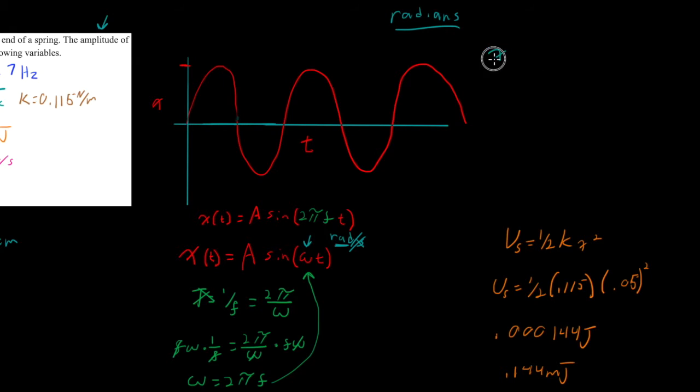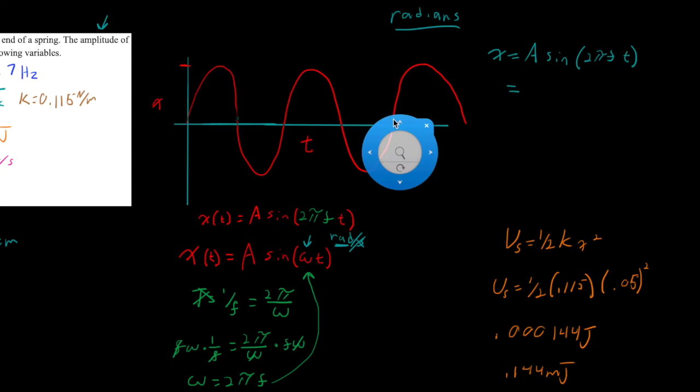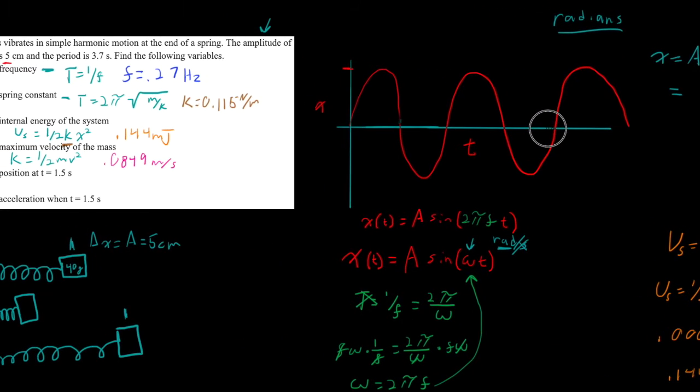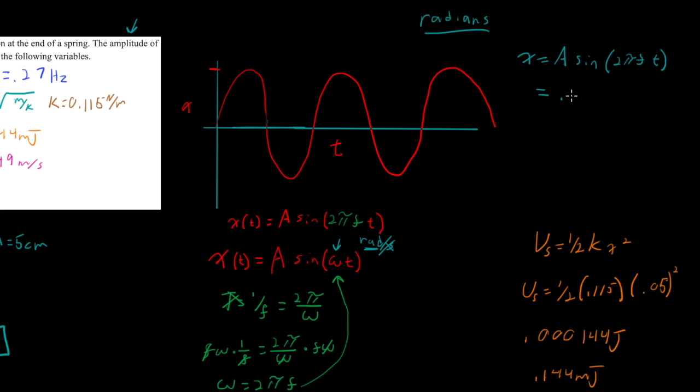I've got x equals my amplitude times the sine of, and we're using 2 pi times my frequency times my time. So my x is what I'm looking for. My amplitude is known. My amplitude is 5 centimeters. So that's going to be 0.05, because that will still be in meters, times the sine of 2 pi, and then my frequency, that I found to be 0.27. And then my time is 1.5.